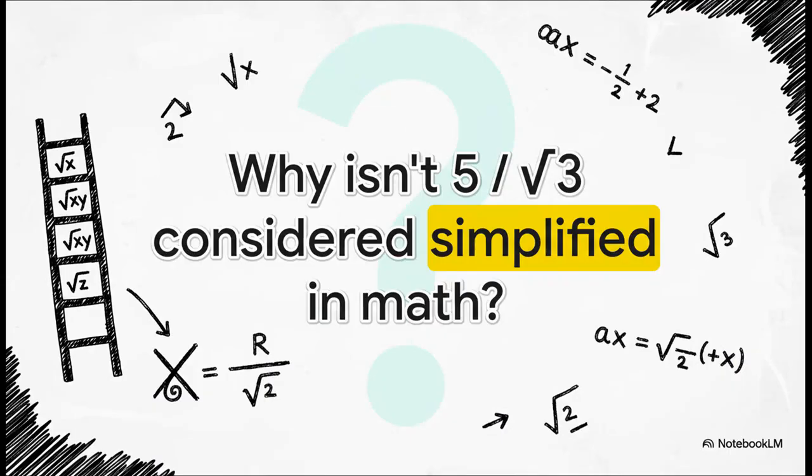So, take a look at this. 5 divided by the square root of 3. It seems about as simple as it gets, right? But in math, this isn't considered, well, finished. It's kind of like leaving your shoes in the middle of the floor. It's just not tidy. So what's the actual rule being broken here?